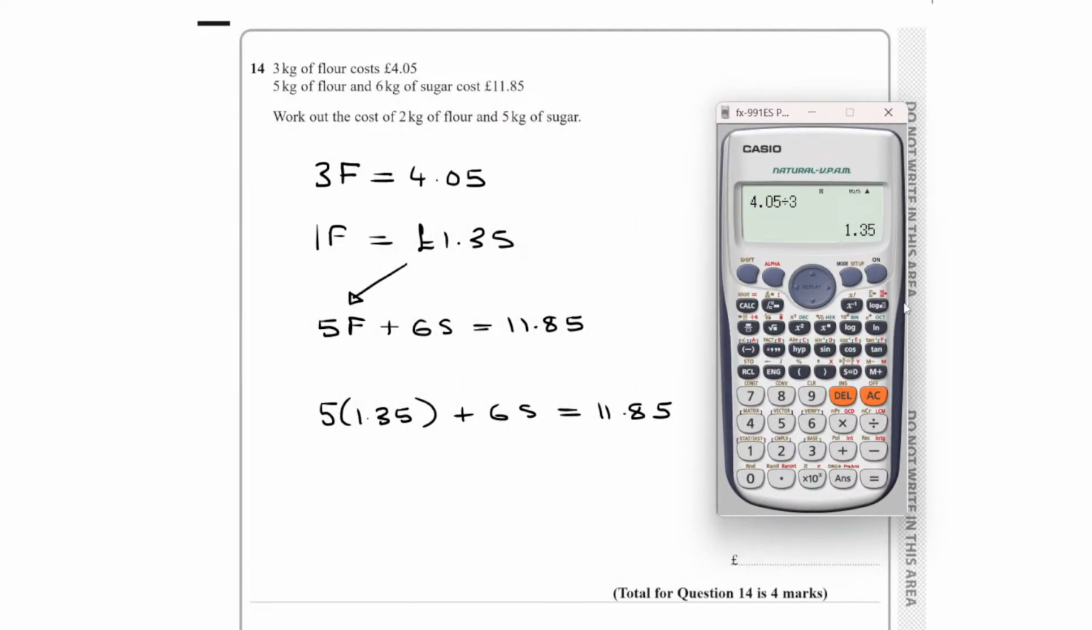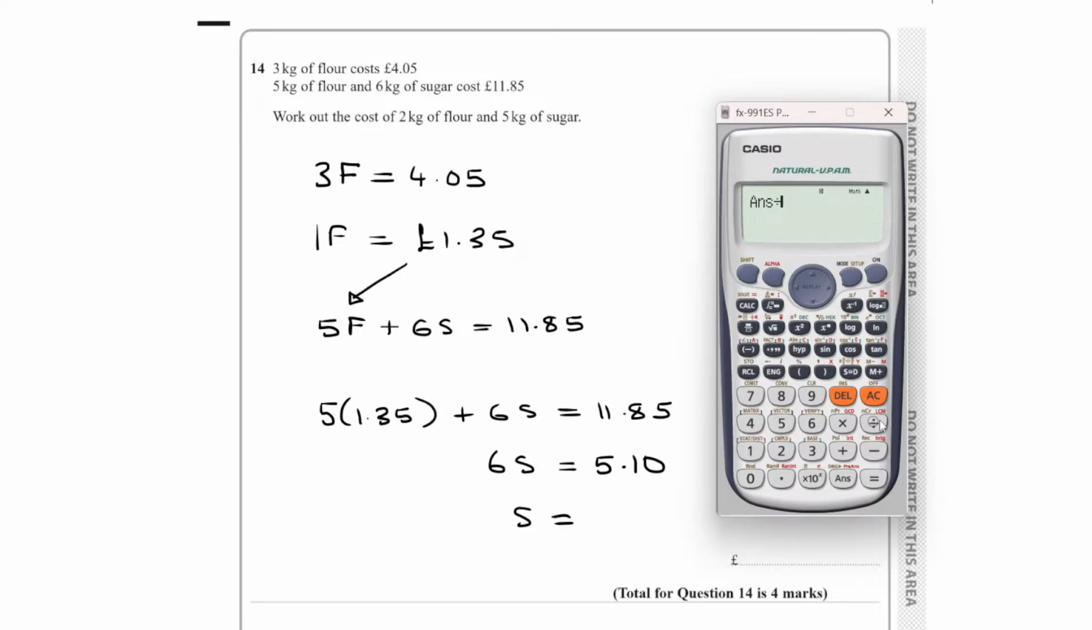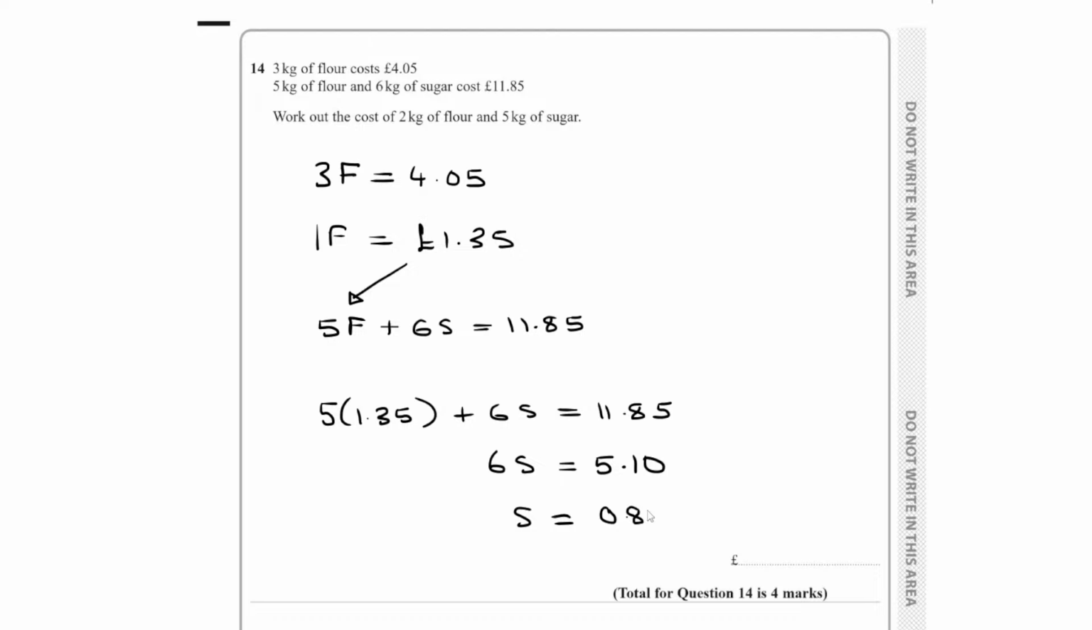That's absolutely fine. So I'm just going to times this by 5, 6.75. And then obviously I would have to subtract it, wouldn't I? So 11.85 minus my answer is £5.10. So that's for 6 kilos of sugar. Did I write that right? Yeah, 5.10. So obviously then 1 kilo of sugar, I can just divide that by 6, is 85p. Okay, so we're almost there.